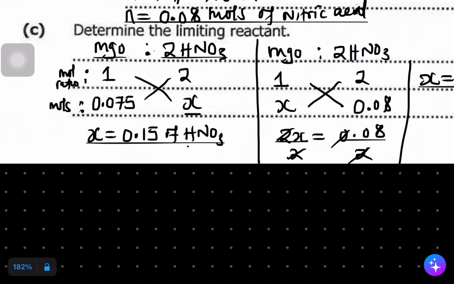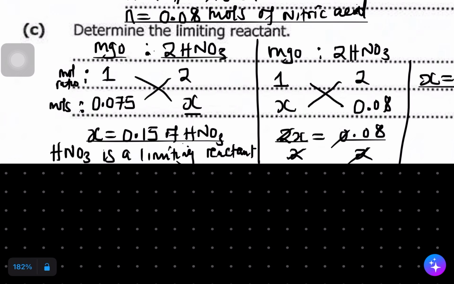So this substance is a limiting reagent, because if you compare these moles which we have calculated and then these, you find that this one is limiting. So we can say HNO3, nitric acid, is a limiting reactant. Okay, we can say like that.